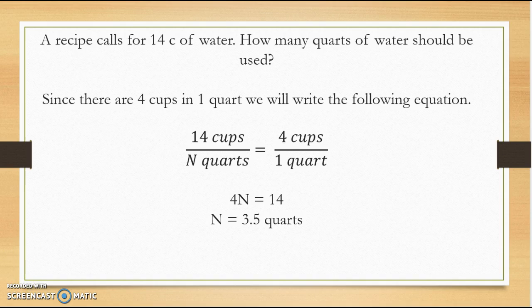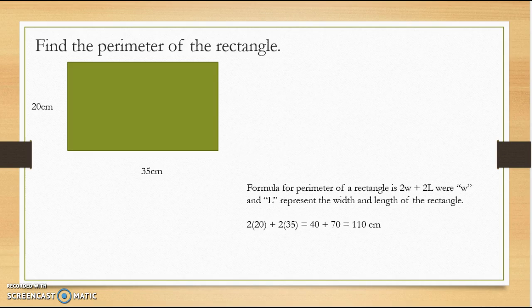And then the final example that I've given you is on perimeter. Perimeter of a rectangle is 2 times the width plus 2 times the length. So in this particular example, the rectangle is 20 by 35. So 2 times 20 plus 2 times 35. So 40 plus 70 gives me 110 for that perimeter.